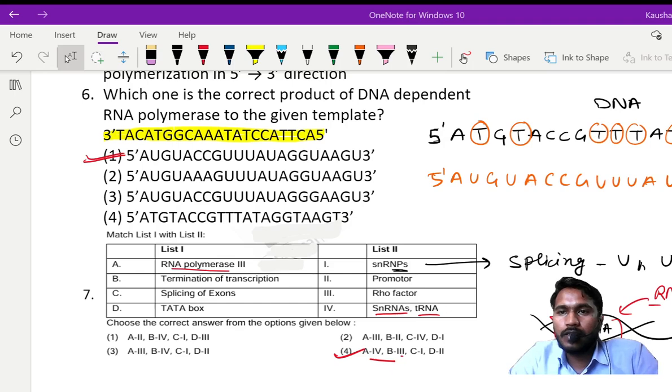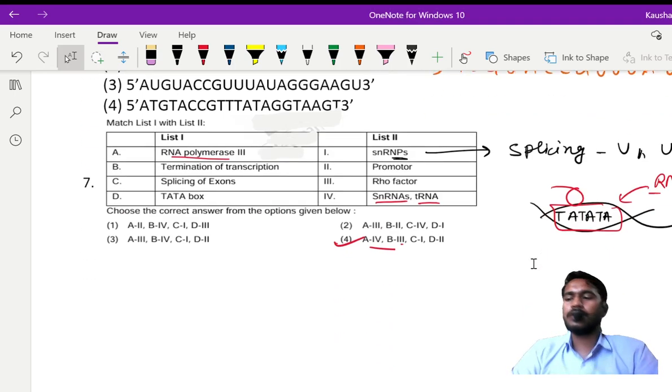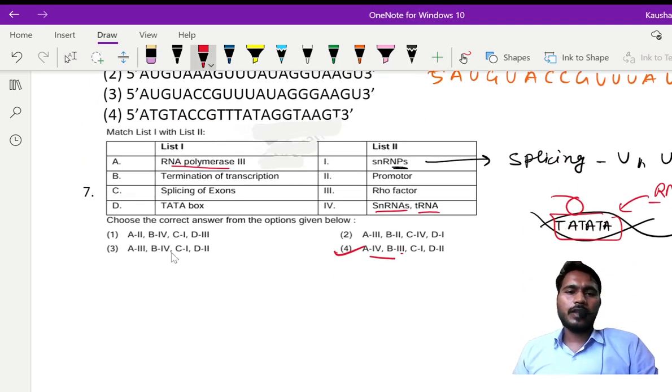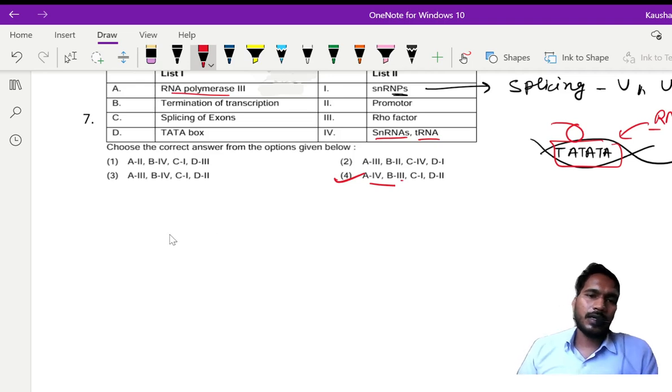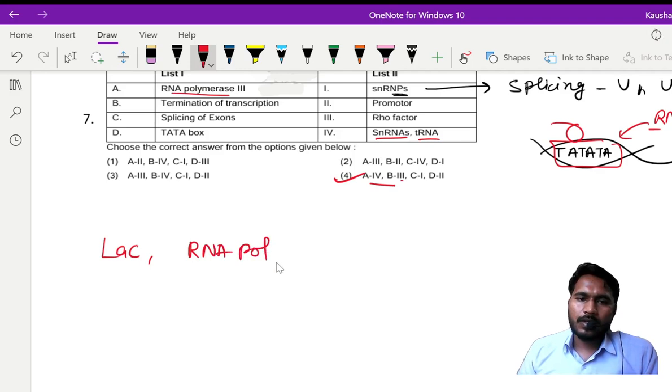So what are the 2024 expected questions? See, the trends are like this. In the beginning, they asked much about the RNAs and some DNA fingerprinting. But now the trend is regarding the lac operon, and the most important trend which is not going to change is the RNA polymerase, especially its types.